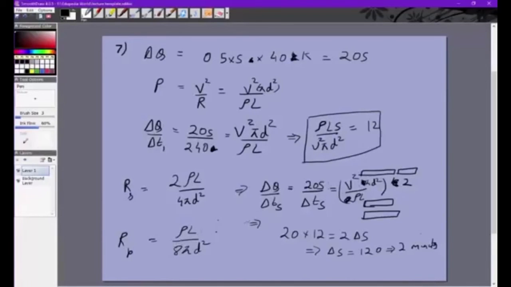There's an 8 over here, so instead of there being rho L by 4 pi d squared, we'll have rho L by 8 pi d squared, and there'll not be a factor of 2 here. So instead of 2, here will be a factor of 8. So the answer will be divided by 4. You can do it for yourself. So it will be 0.5 minutes in parallel. So the answer is B and D.